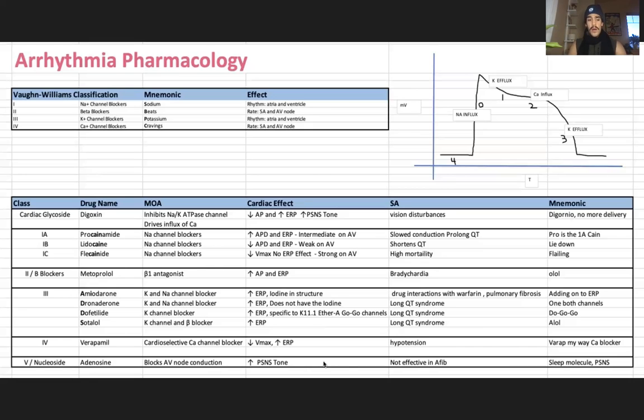And what's important to know about adenosine is you're not going to use this for AFib, because this targets the AV node, where AFib is, the pathology is mainly associated with the atria of the heart. And this is specifically acting below that at the AV node.